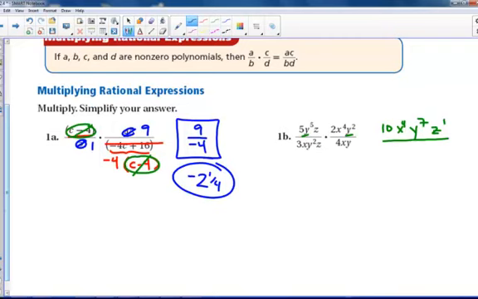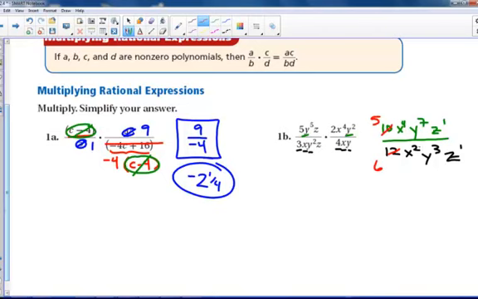I'm multiplying these across. So 3 times 4 is 12. X times x is x squared. Y squared times y is y cubed. And then I've got my z. Z is the same as z to the 1. Now I'm going to cancel from here. So 10 over 12 would be 5 over 6.